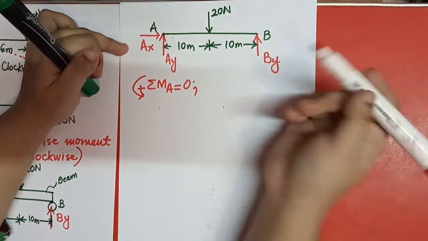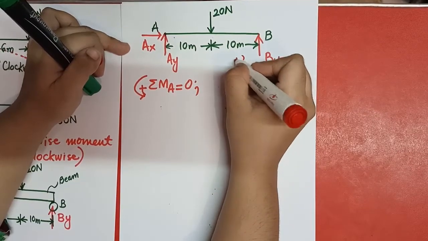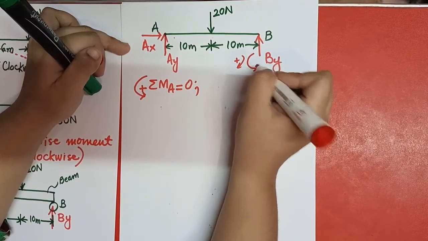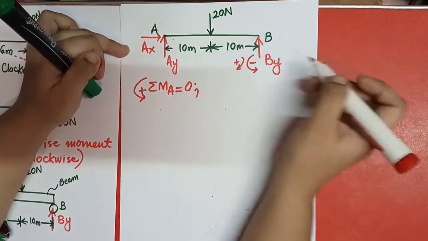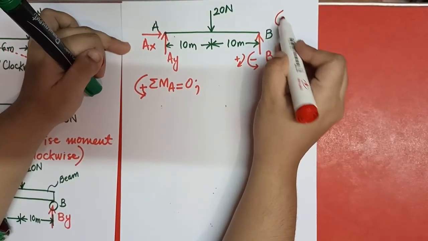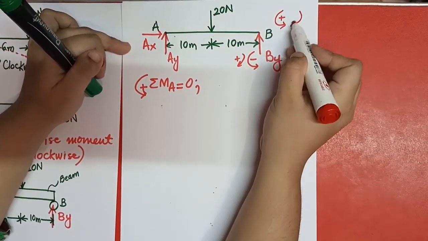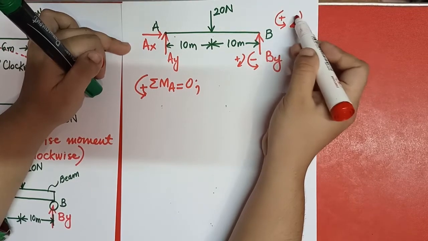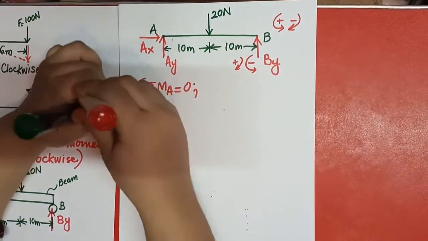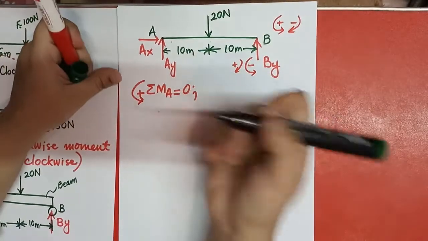For example, if I am taking clockwise direction as positive, what does it mean? You are taking anti-clockwise as negative. And if you are taking anti-clockwise as positive, then you are taking clockwise direction as negative. So what I have to do next is sum up the moment.